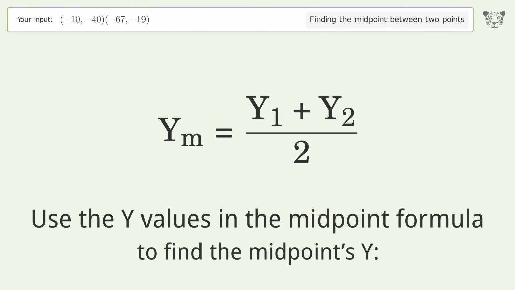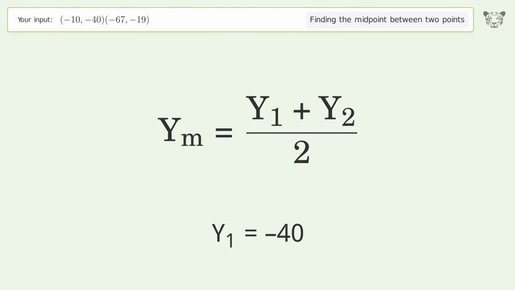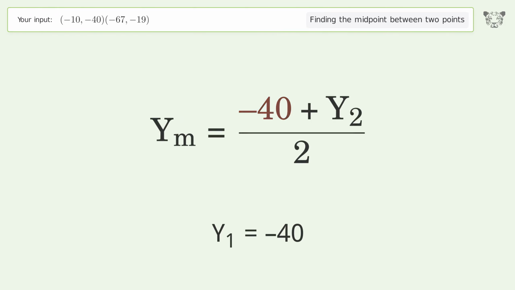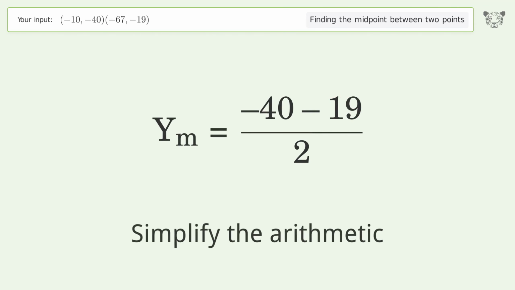Use the y values in the midpoint formula to find the midpoint's y. y1 equals -40. y2 equals -19. Simplify the arithmetic.